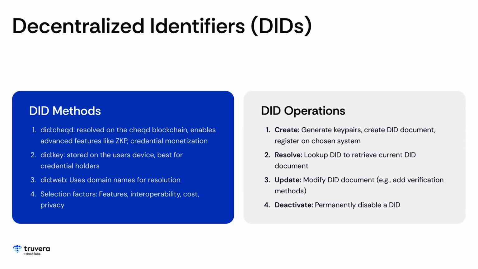So for the DID method, we talked about a few of them: DID cheqd, DID key, DID web. And you're going to pick that method based on your use case: what interoperability features are important, what's the cost of creating a DID. If you publish it somewhere, then somebody has to be paid to host that. And what are the privacy concerns and capabilities of that DID method. And then with every DID, you can create a DID, resolve a DID, update a DID, or deactivate a DID. So your normal CRUD capabilities here.